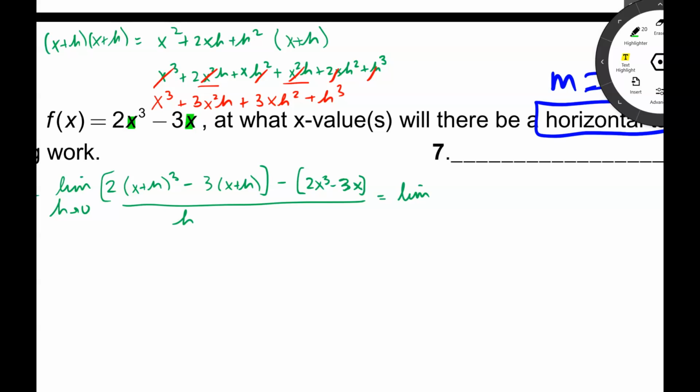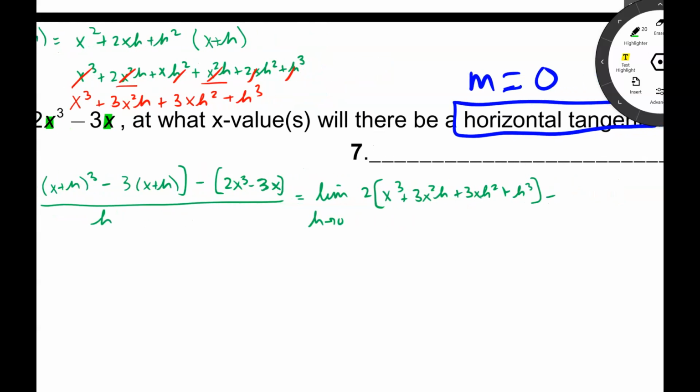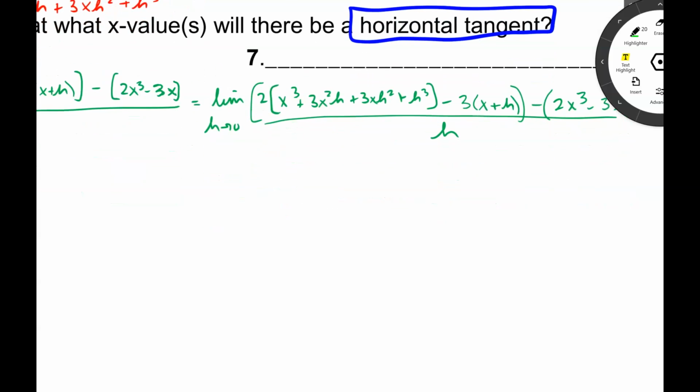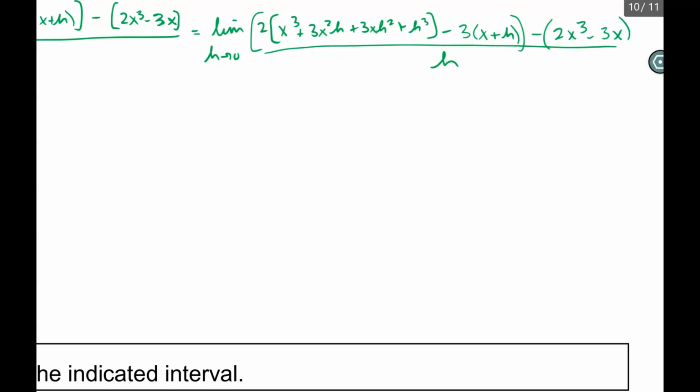So I have the limit as h goes to 0 of 2 times, I'm just going to rewrite this just so it's down here and we know what we're multiplying by, minus 3 times x plus h, minus 2x cubed plus 3x, all over h. Not necessarily a necessary step, but I just want to make sure we're all good.